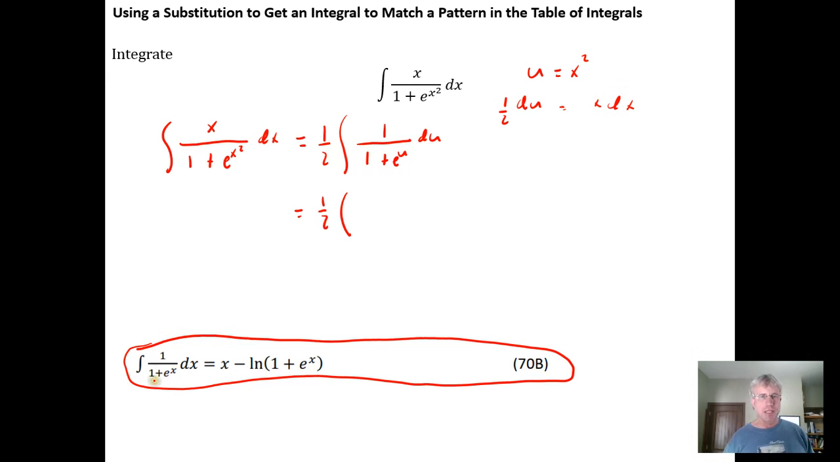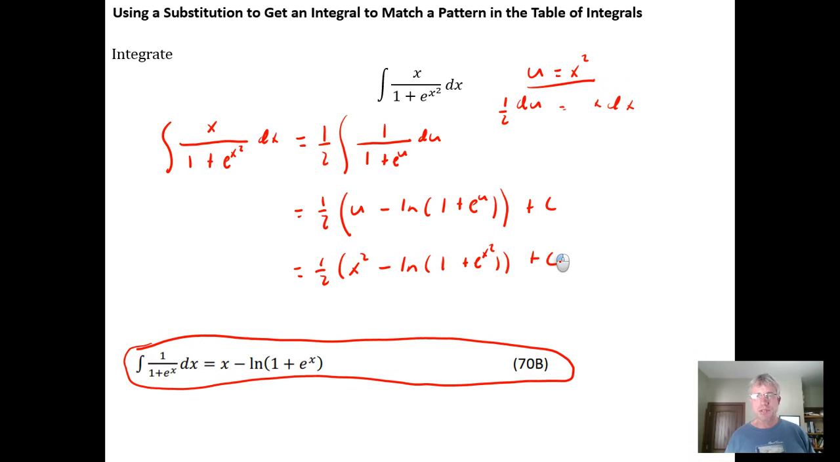We can say this integral is the same as this integral, so we replace this, instead of x, with u, and it'll be u minus the natural log of 1 plus e to the u, close it off, plus a constant of integration, equals a half times that. And we did a substitution, so we're going to replace the u's with the x squareds to put it back into the original coordinate system, all plus a constant of integration.